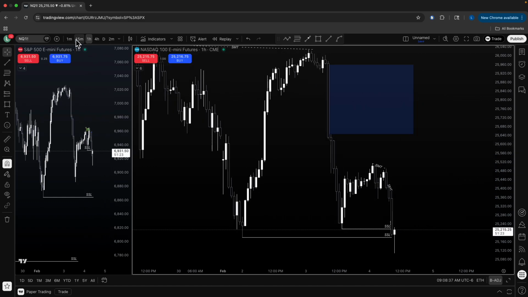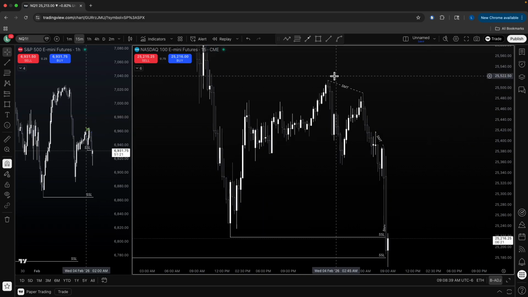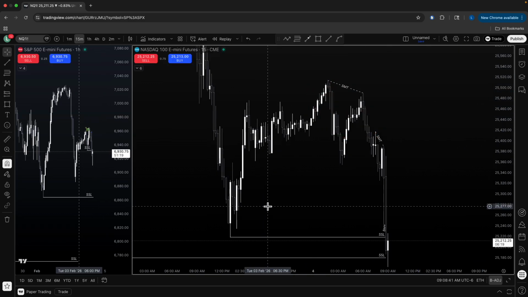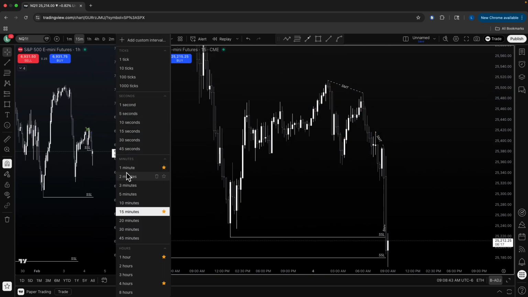So at market open, what did I want to see? I also recognize this internal bearish SMT here, but at market open, we immediately sold off, right?